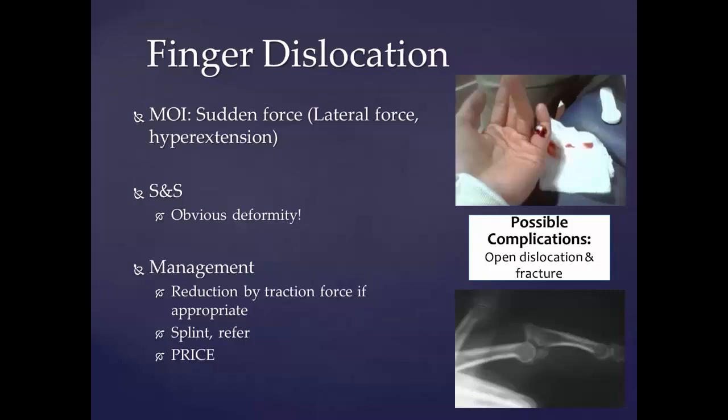Finger dislocation is a common injury. It occurs when the bones of the finger are moved or dislocated from their normal position. A dislocated finger can occur in any of the joints of the finger, but occurs most often in the middle knuckle of the little, ring, middle, and index finger.